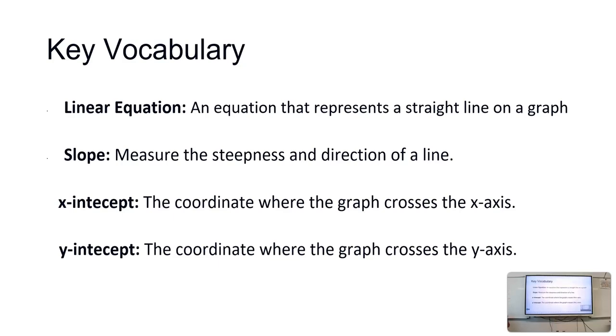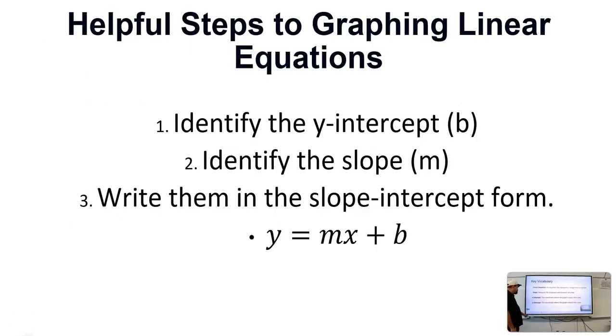So remember, a linear equation is an equation that represents a straight line on a graph. Slope measures the steepness and direction of a line. Your x-intercept is the coordinate where the graph crosses the x-axis. Your y-intercept is the coordinate where the graph crosses the y-axis.